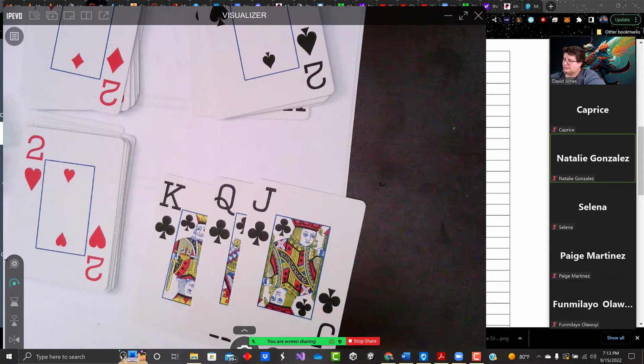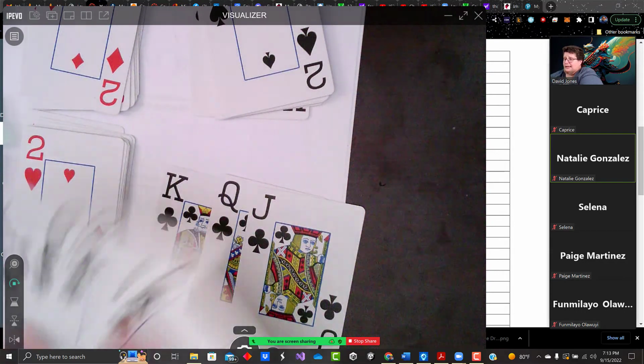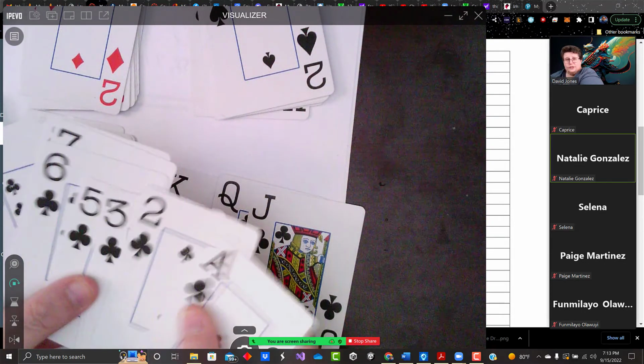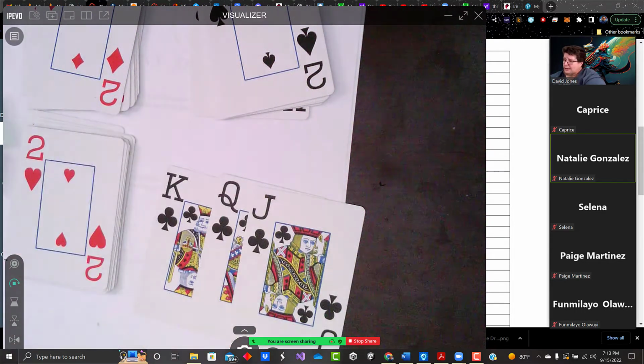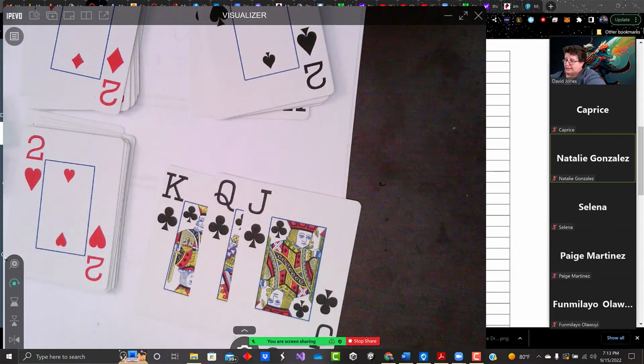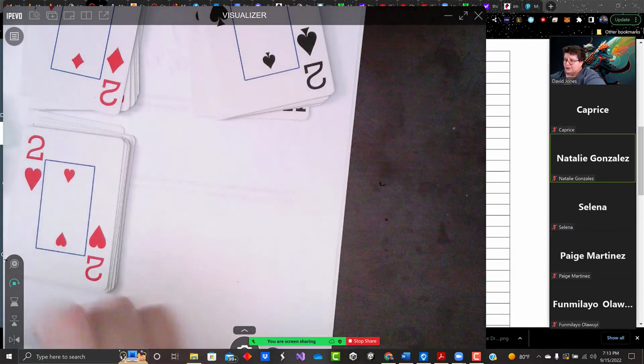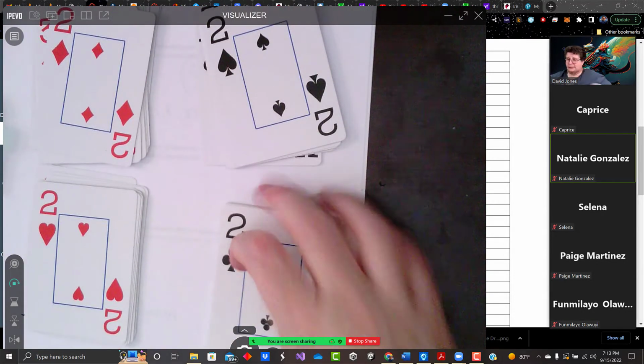So each suit has ace through 10, which is 10 cards, and then jack, queen, king makes 13. So each suit has 13 cards. There are 4 suits.